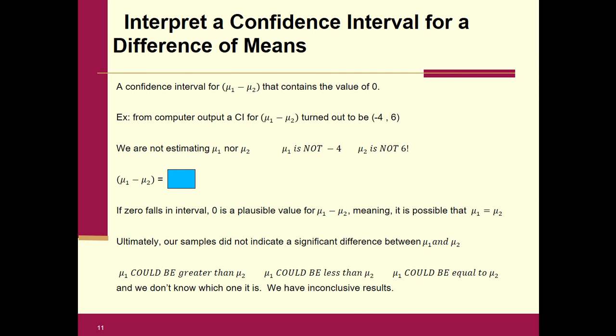We have inconclusive results. All right, and that happens to researchers all the time. So those are our 3 possibilities for the confidence interval. If you have any questions, let me know. Let's get them out of the way as soon as possible. Okay. All right, let's continue.